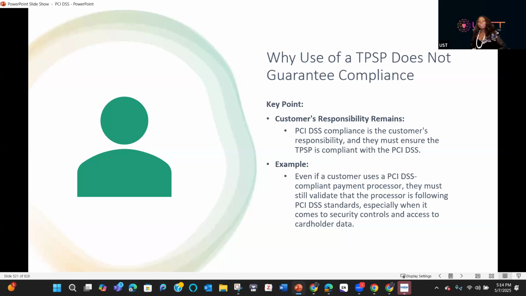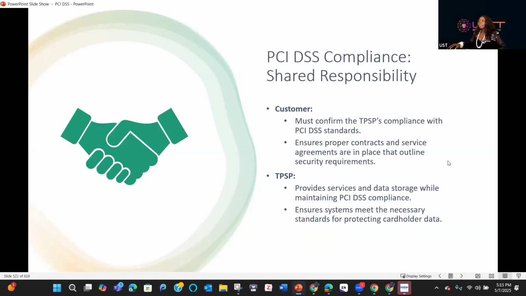Remember, we said, even when we talk about software, that software can also go through the guideline. Everything might look good. But what if they are using a default port? What if they are using a default password? So it doesn't automatically make that particular application or software compliant with PCI DSS, especially when it comes to security controls as well as access to cardholder data.